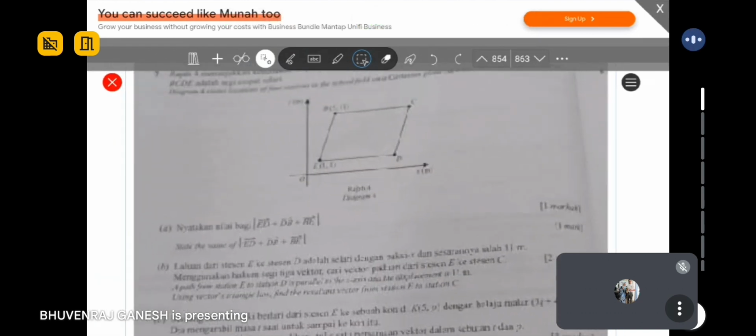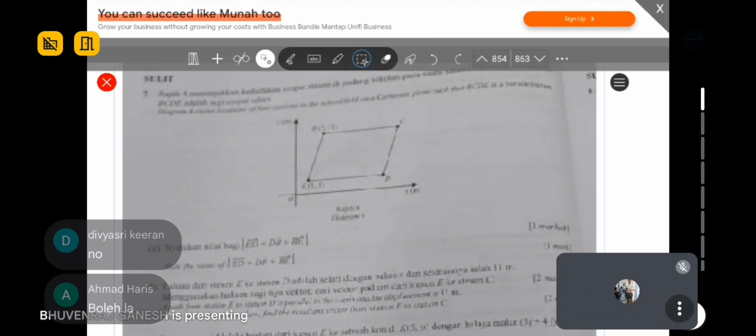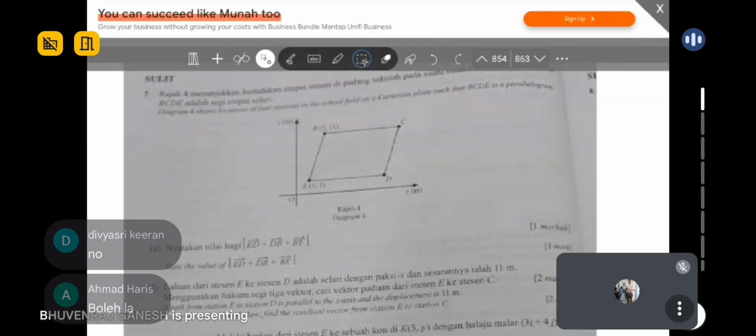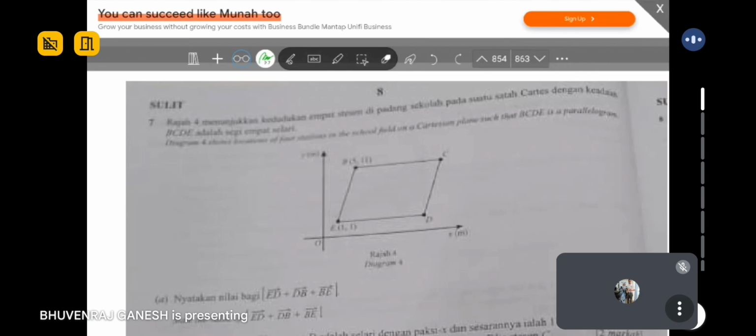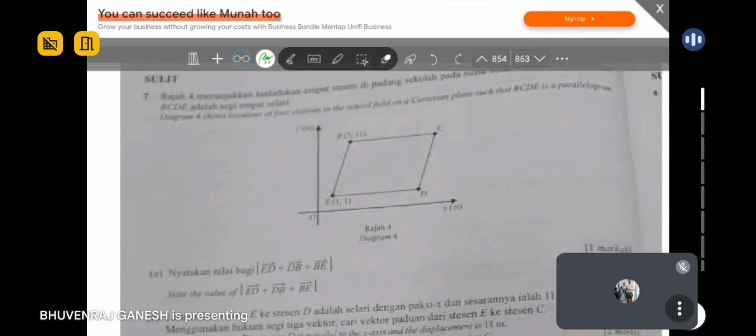Soalan ni okay lah. Tak sangat susah. Okay, boleh lah. Okay, so we already halfway through the paper, guys. If you all realize, we already halfway through. 1 hour means halfway lah. Correct. So pace is good.